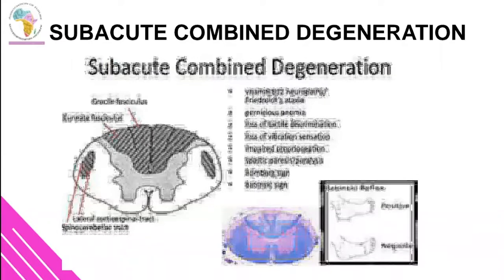There's what we call subacute combined degeneration of the cord. Subacute combined degeneration of the cord is a condition that is due to vitamin B12 deficiency.